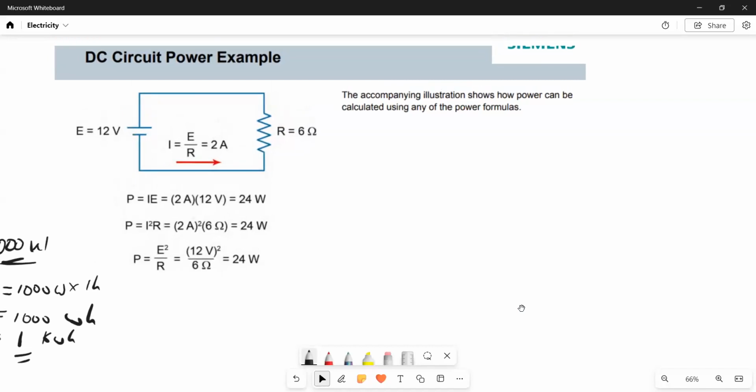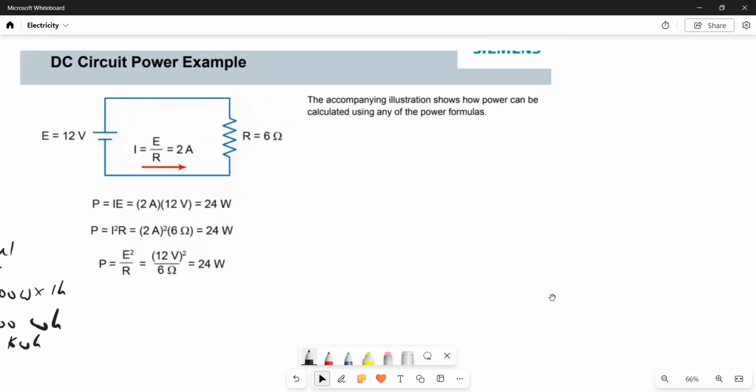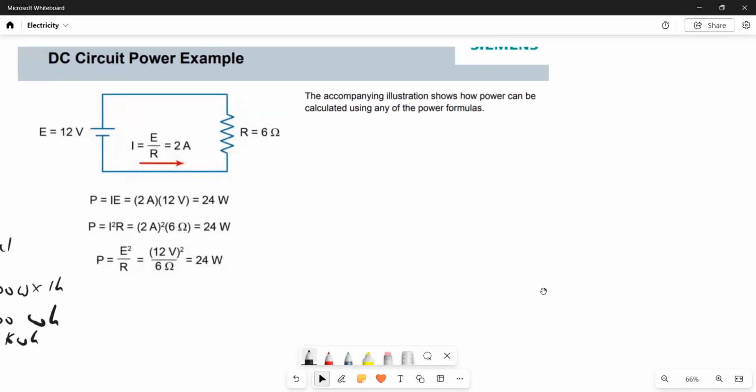So this is an example of calculating power in a DC circuit. You have a 12-volt supply and a 6 ohm resistance. You calculate I using E over R, 2 amperes. And from that, you can calculate power, P equal, three different ways: 24 watts.